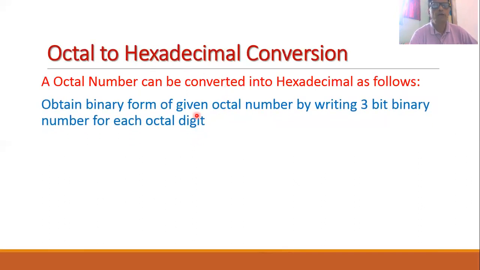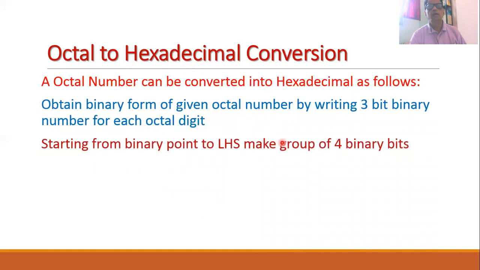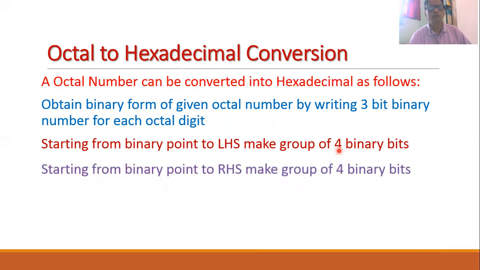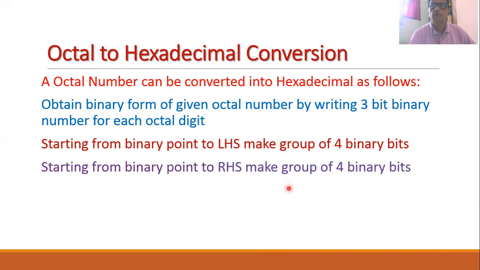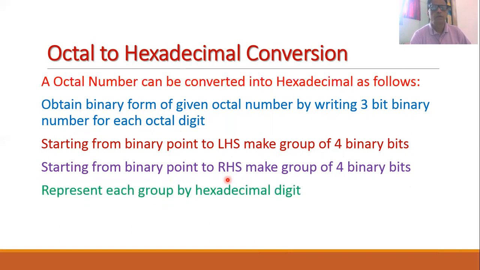In the first step, we will obtain the binary form of the given octal number by writing the 3-bit binary number for each octal digit. Then we will convert it into a hexadecimal number. For such conversion, again we have to start from the binary point to the left-hand side and make groups of 4 binary bits. If your binary number has a fractional part, then again you start from the binary point to the right-hand side and make groups of 4 binary bits. Each group is then represented by a hexadecimal digit.